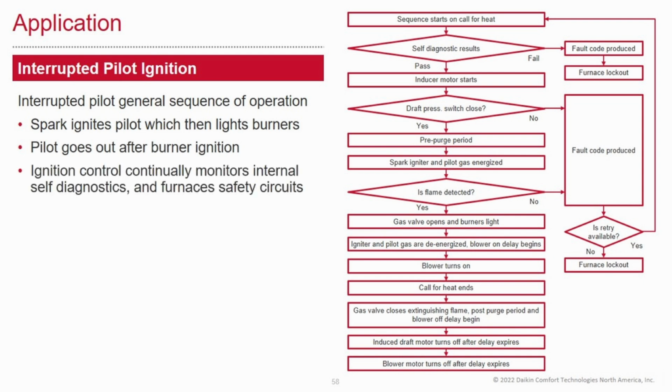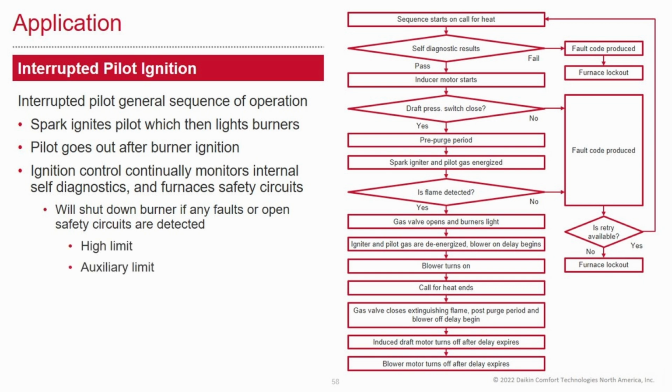Ignition control continually monitors the internal self-diagnostics and furnace safety circuits. This will shut down the burner if any fault or open safety circuits are detected, such as high limit, auxiliary limit, loss of flame, loss of draft, flame rollout.